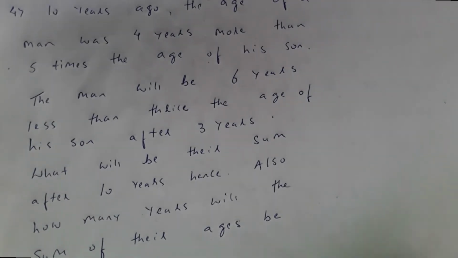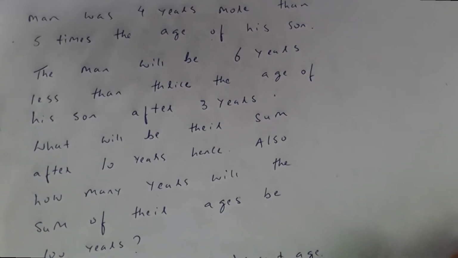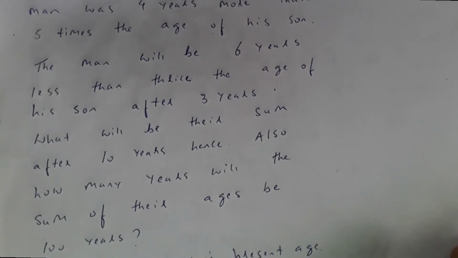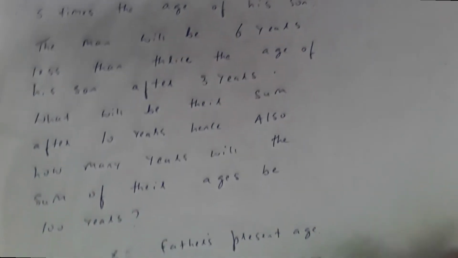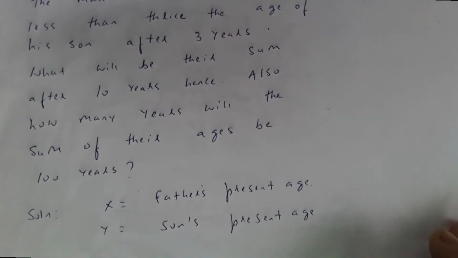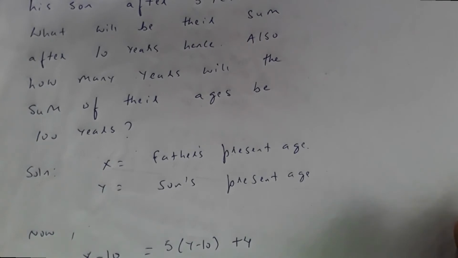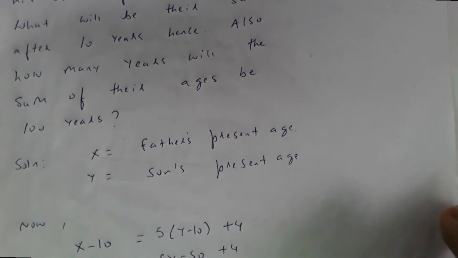Okay, what will be the sum after 10 years hence? That means what will be the sum of the father's age and the son's age 10 years in the future? Also, after how many years will the sum of the father and the son together be 100? Okay, so remember, if it is in the past, it becomes negative. 10 years before is minus 10, and 10 years hence, 10 years into the future, that's plus 10.